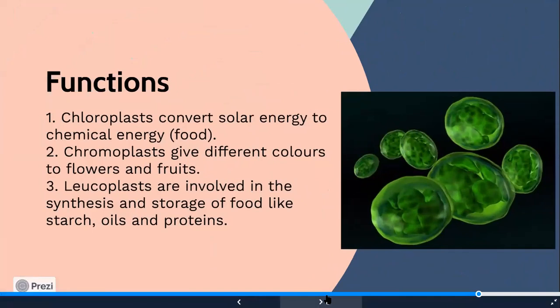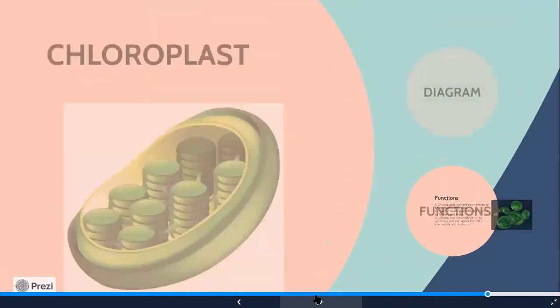Now, what are the functions of chloroplast? It converts solar energy to chemical energy. We know photosynthesis is something that we've been studying since right from childhood. Chromoplasts give different colors to flowers and fruits. So not only chloroplasts, but there are also chromoplasts, and these chromoplasts give different colors to flowers and fruits. And there is something else also which is called leucoplasts, and they are involved in the synthesis and storage of food like starch, oil, proteins, etc.